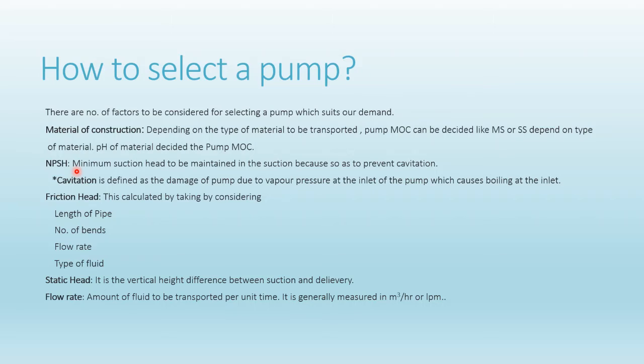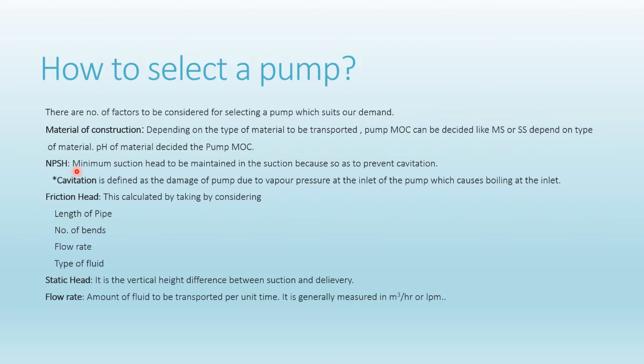Friction head means this pump material will be transferred through a number of pipes, bends, differences in cross section, reducers, expanders. So the pressure energy will be lost due to the pipe internal friction and also due to the pipe sudden bends, sudden reduction in cross section area. So frictional head also has to be taken care of while considering the pump.